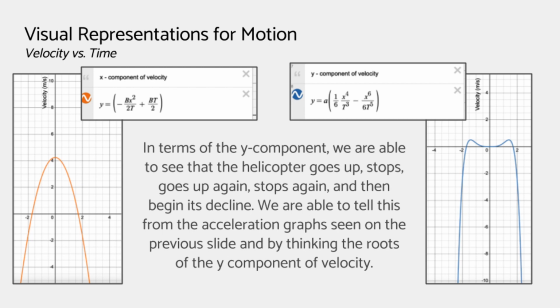For the velocity in the y direction, we are able to take the roots, the values of little t where velocity will be equal to 0, and we get that little t is equal to plus or minus big T and 0. From the acceleration graphs, we're able to see that on the interval from negative t to 0, and then from 0 to t, the velocity is positive. However, once little t is greater than or equal to big T, the velocity of the helicopter is in the negative direction. Essentially, the helicopter goes up, stops, goes up again, stops again, and then begins its decline.